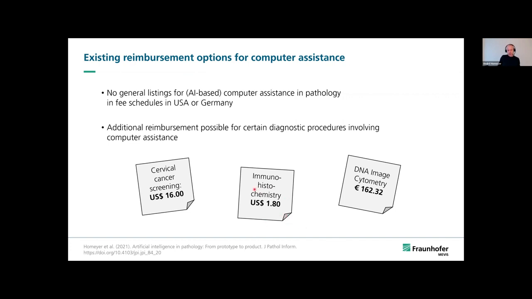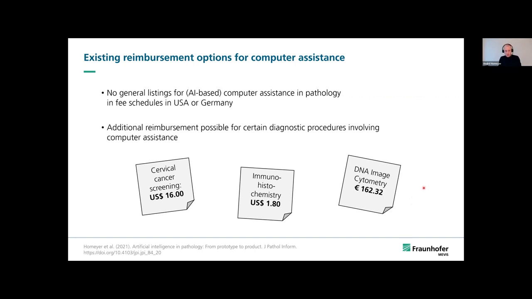It's not really a lot that you can charge for a computer system in this regard, although this is probably one of the most important applications. In Germany, unfortunately, there is only one single diagnostic procedure for which computer assistance can be reimbursed. It's a little obscure technique called DNA image cytometry. This procedure can be used to grade prostate tumors based on irregularities in the DNA content of cells. Computer assistance is claimed to enable the analysis of more cells and therefore higher sensitivity.